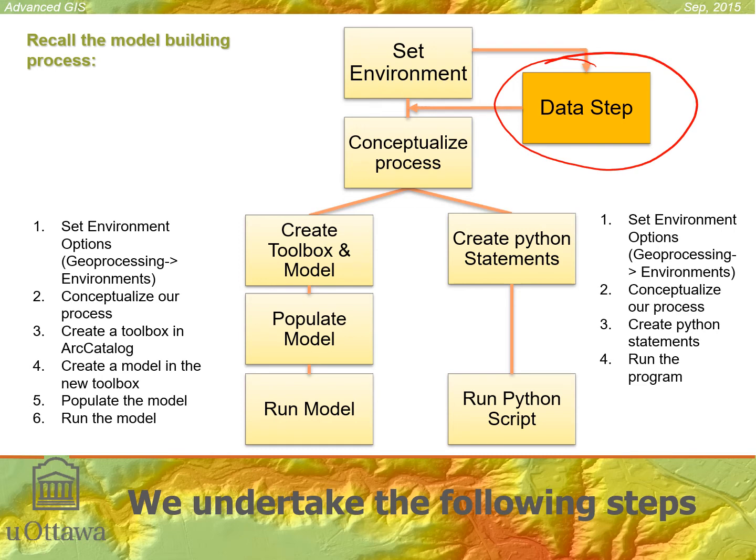The raster data necessary to do the modeling. And we'll have to set environments twice. Once first to control part of the data step, and once we have a raster layer, we go back and reset environments, and then go down to conceptualizing our process, which is conceptualized for us because we're repeating analysis that's been done previously.